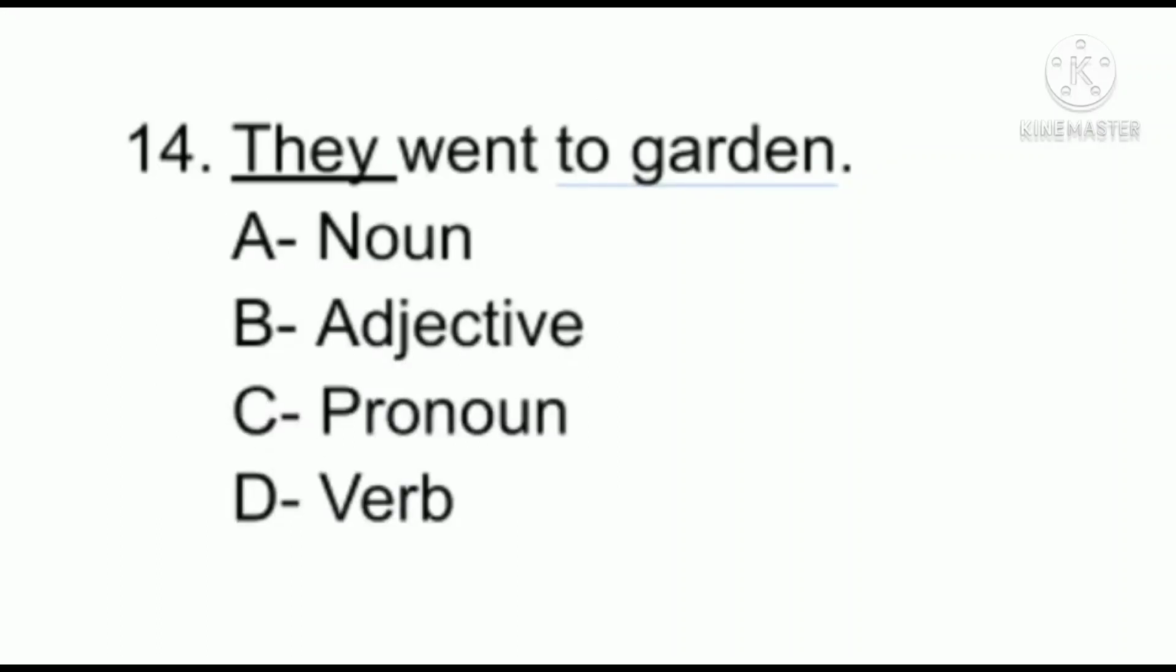Okay, now next question is they went to garden. Here the underlined word is they and the options are A. Noun, B. Adjective, C. Pronoun, and D. Verb. And you have to write the answer for this question from these options, I am giving you 10 seconds of time to complete it.